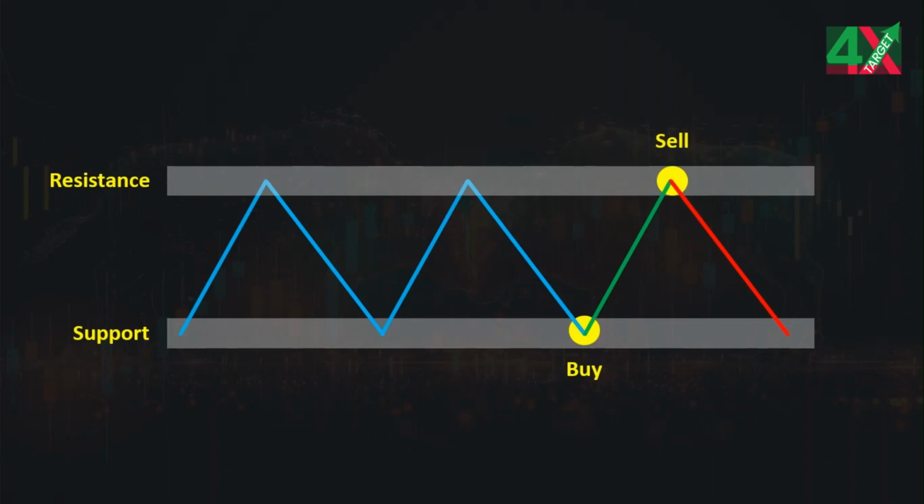During a ranging market, traders often take advantage of this structure by buying near the support level, anticipating a bounce upward, and selling near the resistance level, expecting a move downward. This strategy remains valid until the price breaks out of the range, either above resistance or below support. A breakout typically signals the start of a new trend. Range trading is a powerful method, especially in sideways markets, but it requires patience, discipline, and clear confirmation signals.